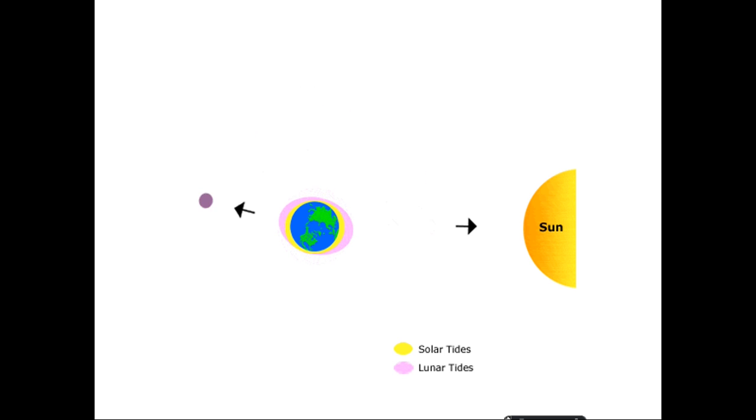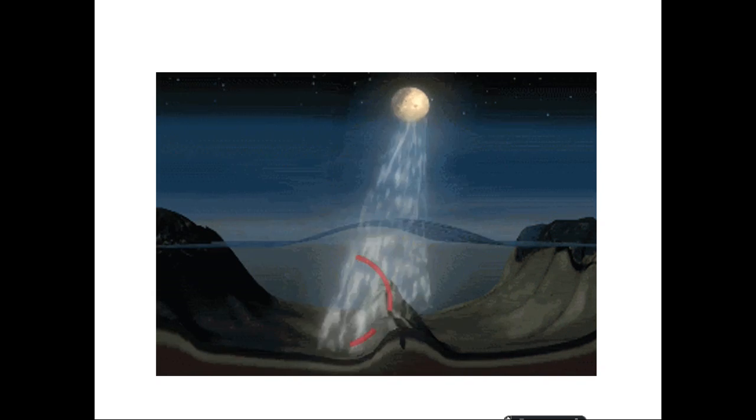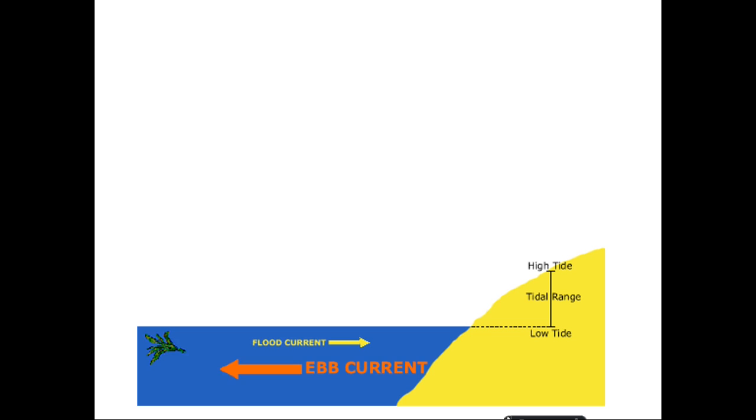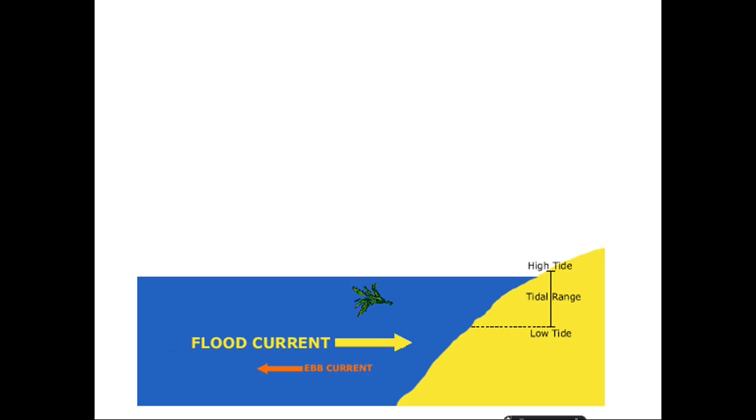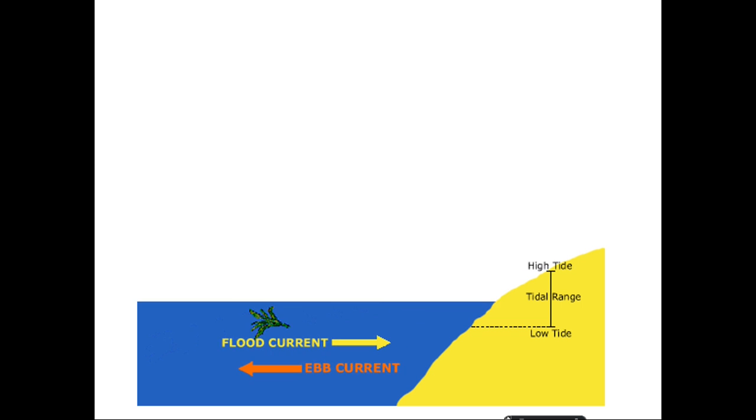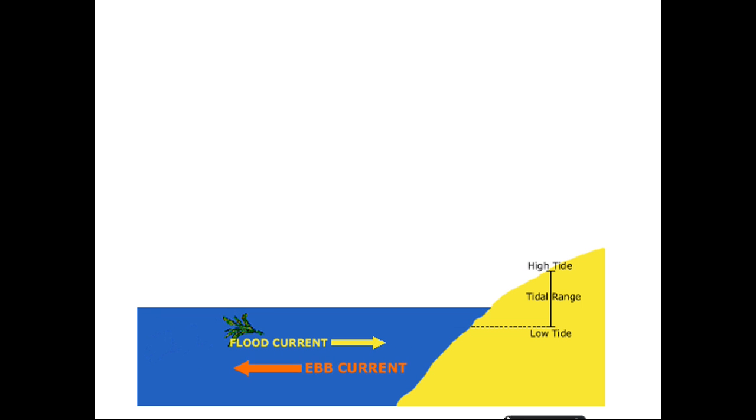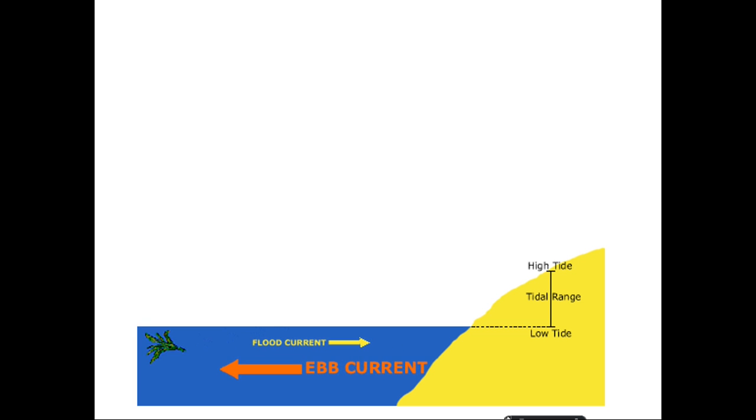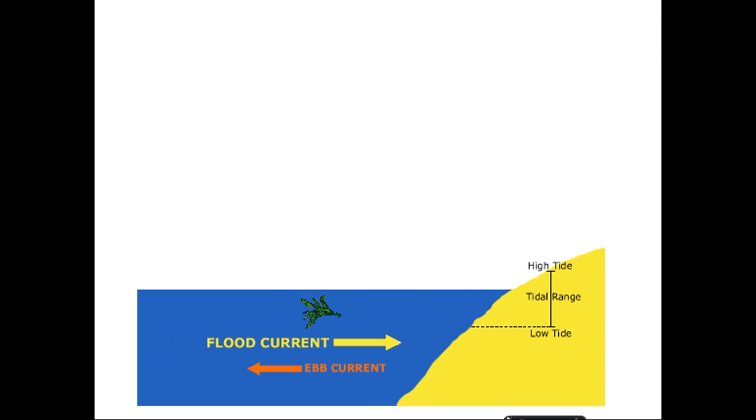From the GIF you will be able to observe how there could be a contribution of lunar and solar tides in the impact on the earth. This is the variation with the change in position of the moon. This is what we call the tidal range. We have a flood current and an ebb current, that is high tide and low tide, the lowest point of low tide and the highest point of high tide.